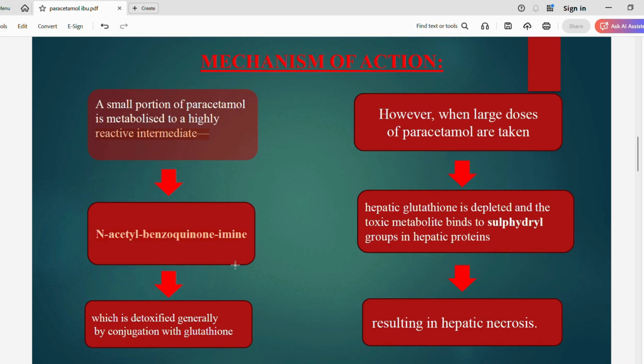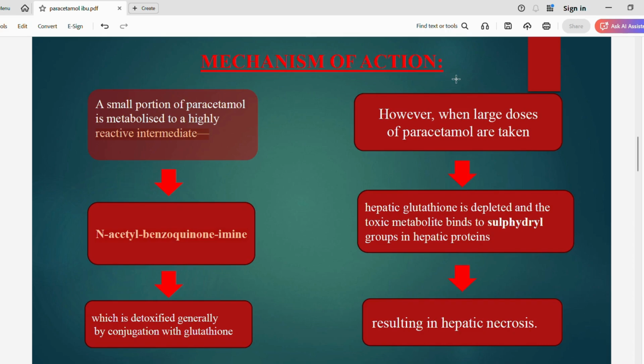Then we will see what is the next step, which is that it is detoxified generally by conjugation with glutathione. As you have already seen, the metabolism takes place in the liver, and by which reaction? Glutathione conjugation with glucuronide or glutathione. So this N-acetyl benzoquinone imine will get detoxified by conjugation with glutathione. So this is the general mechanism of action.